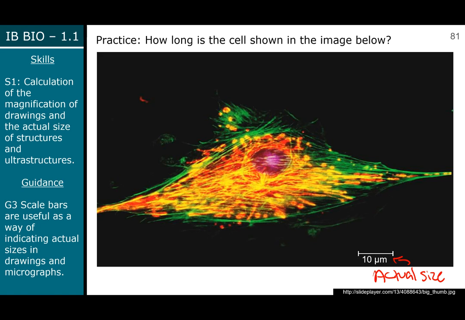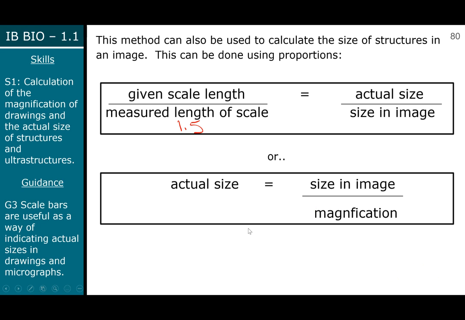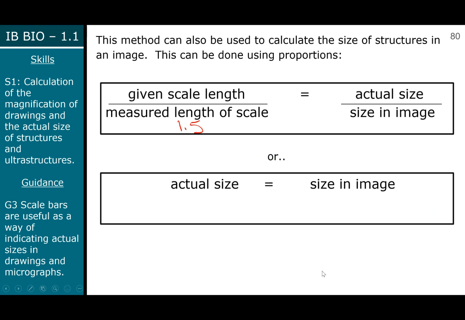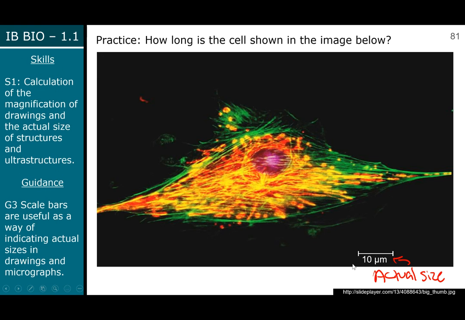Now, is that right? Am I doing it backwards? Actual size represented by the scale bar. Okay. Magnified size. Length of the scale bar provided in the image, which can be measured with a ruler. So our magnified size is, if I measure this with a ruler, I'm going to make it easy and just say that it's 1. Okay. So this is our magnified size.